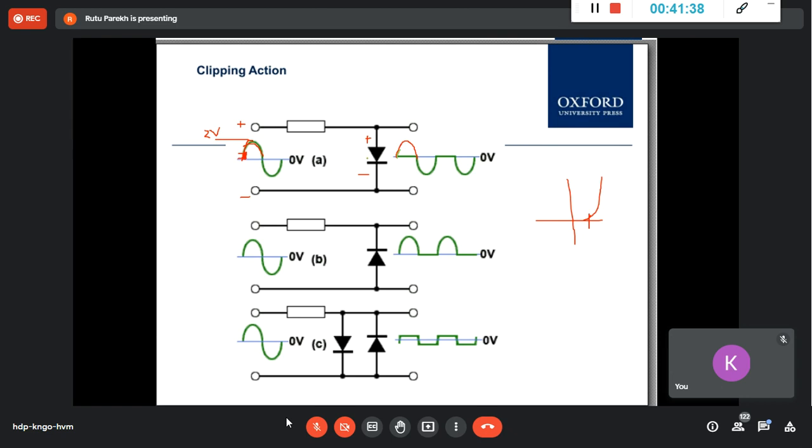Am I audible? Up to 0.7, it is not conducting. From 0.7, it will start conducting. So let's say up to 0.69, it is not conducting.